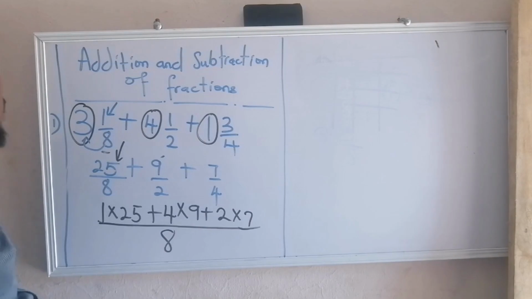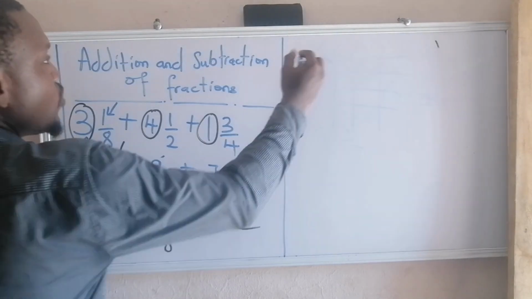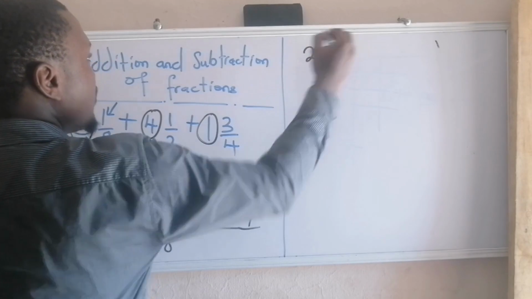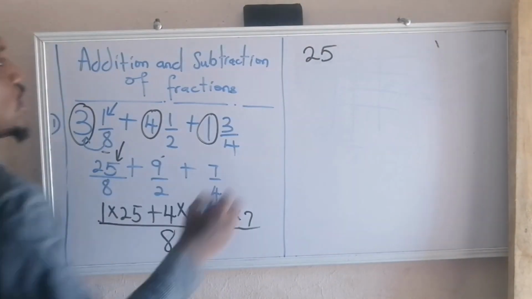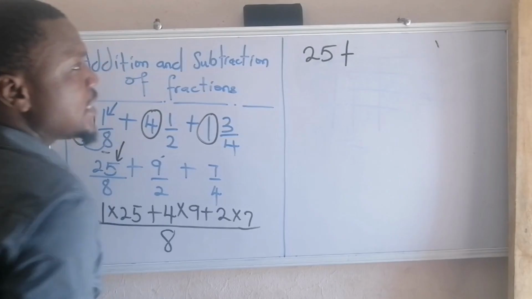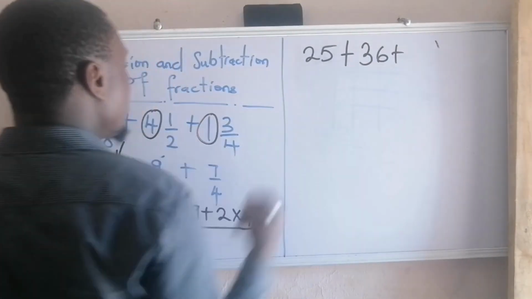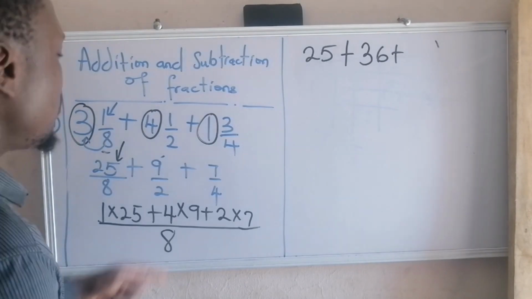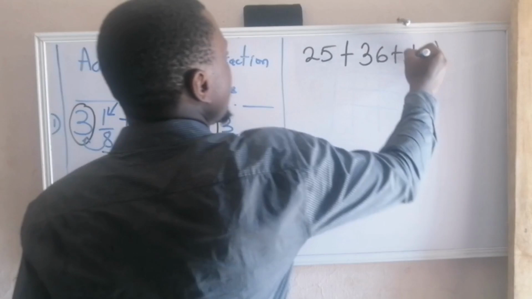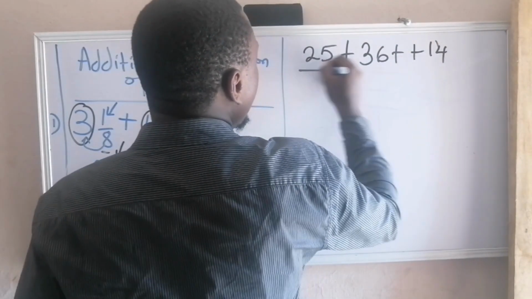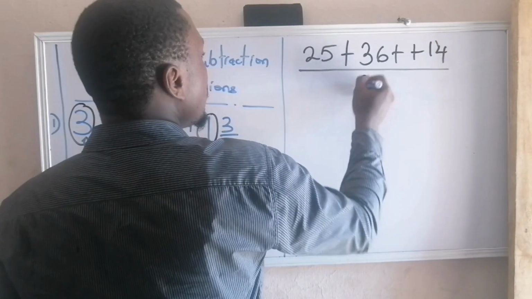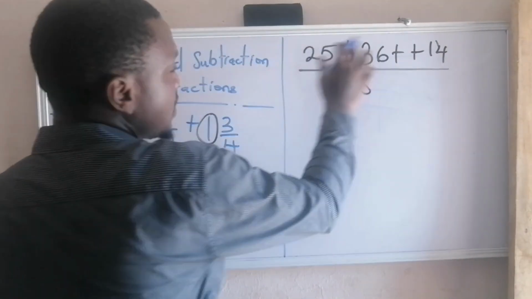Once you have done that, we continue. What is 1 times 25? 1 times 25 is 25. Then plus, what is 4 times 9? 4 times 9 is 36. Plus 2 times 7. What is 2 times 7? 2 times 7 is 14 over 8. So we are going to add all our numerators, the numbers that we have as our numerators.